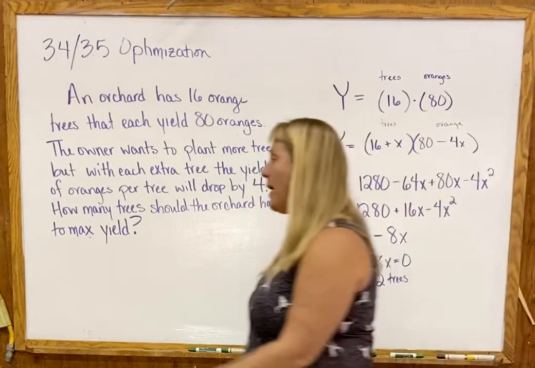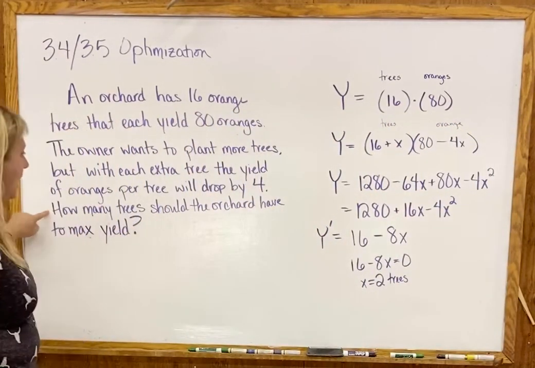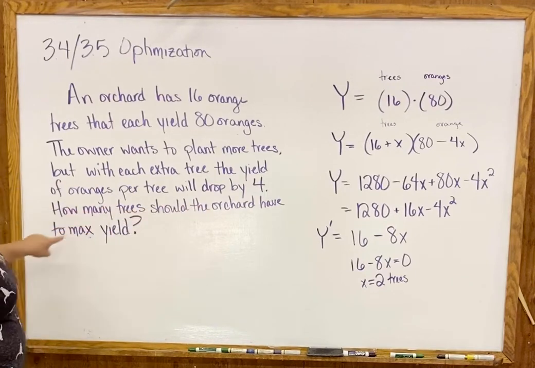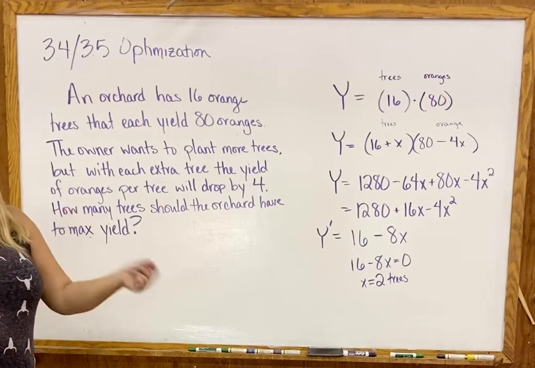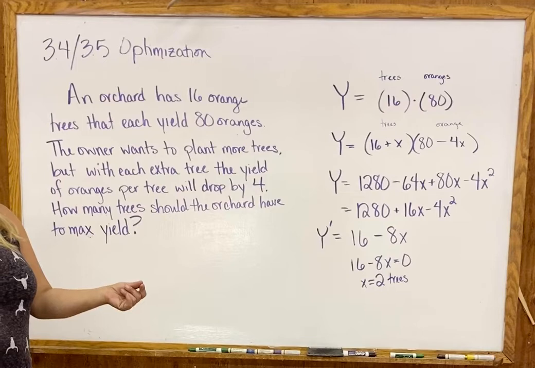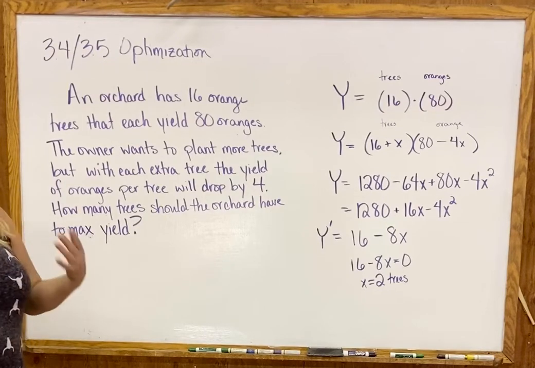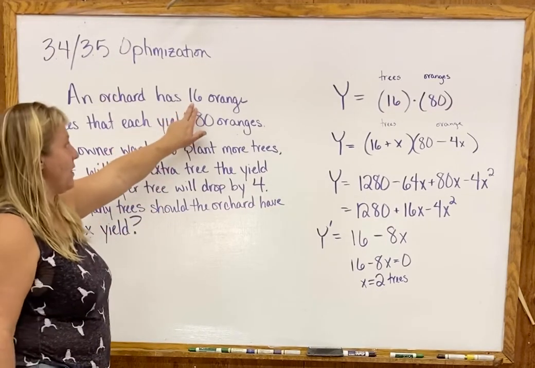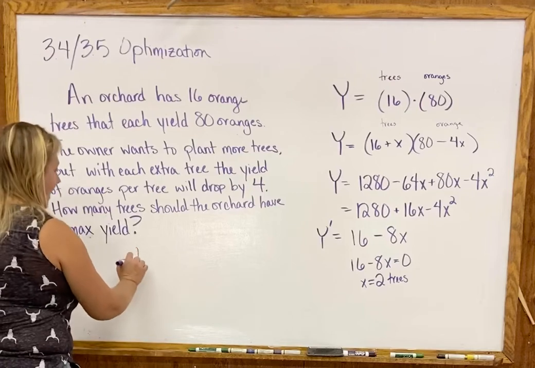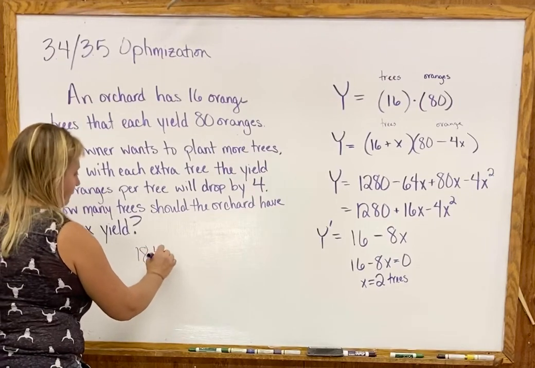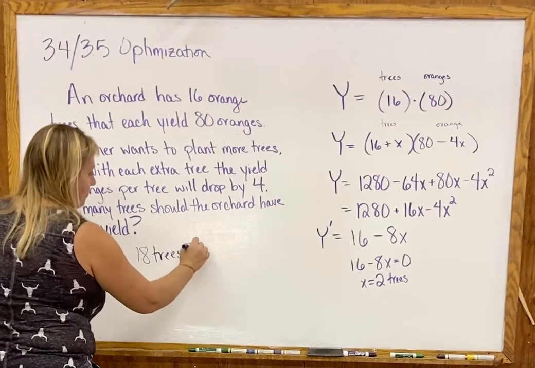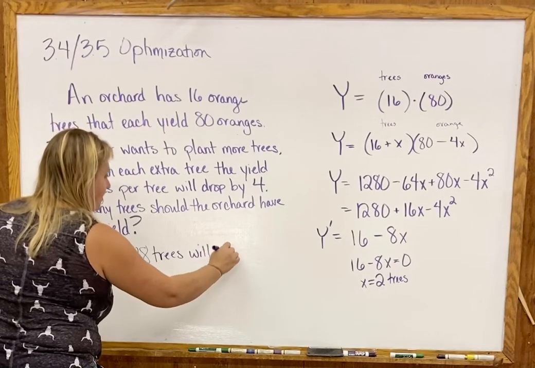Now, make sure you go back to the beginning of the problem, though. This said, how many trees should the orchard have to max the yield? So should the orchard have 2 trees, or should the orchard have 18 trees? Remember, they're asking for the total trees. So 18 trees will max the yield.